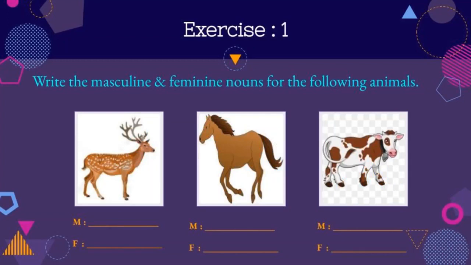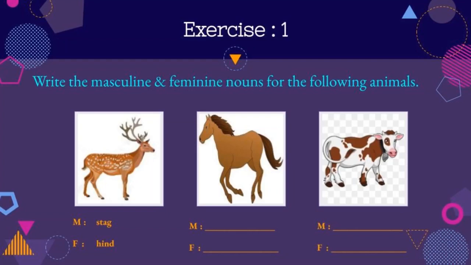Okay, let us write the masculine name of deer. What is the masculine name of deer? Yes, it is stag. S-T-A-G, stag. Then what about the feminine name? It's hind. H-I-N-D, hind. The masculine name of deer is stag and the feminine name of deer is hind.